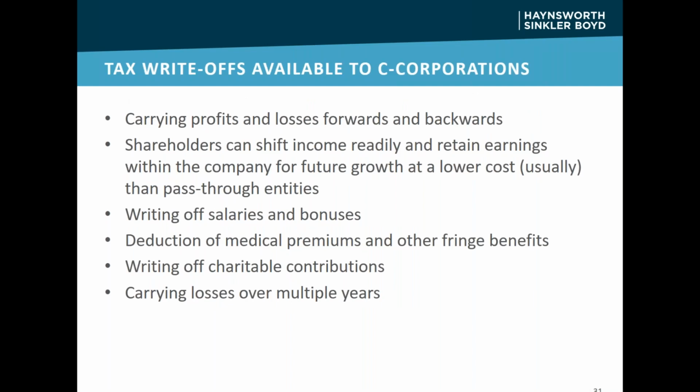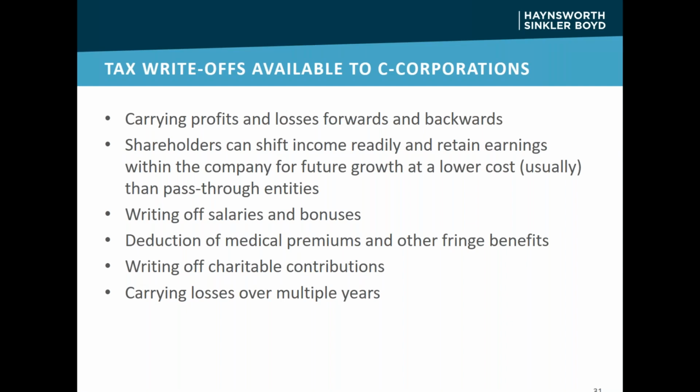Then some tax write-offs that are available to C corporations. You can carry your profits and losses forwards and backwards. Again, C corporations can pick a date other than a calendar year for their fiscal year. So shareholders can shift income easier, decide what year to pay taxes on bonuses, and when to take losses, which can result in a significantly lower tax bill.